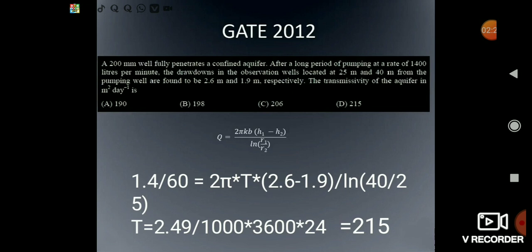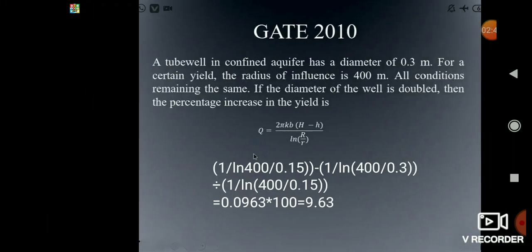Generally, the unit of transmissibility is meter square per day. So in the last step I have multiplied it by 3600 into 24 divided by 1000. So I get the answer, that is 215, which means option D.